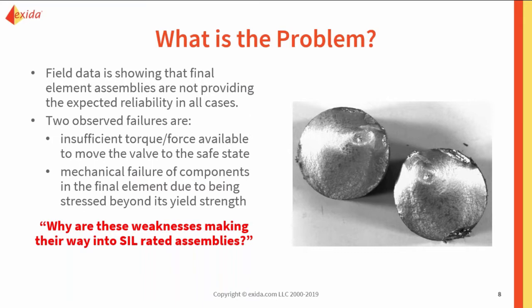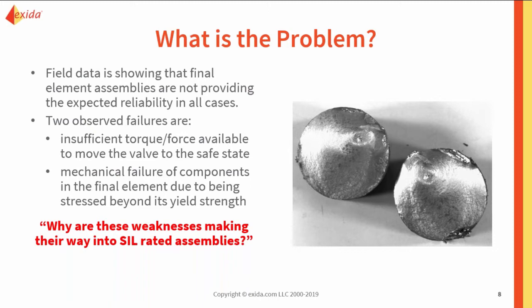Another major failure that was observed is that in mechanical components such as your final elements, there's stresses seen beyond their yield strength. So you go back to think of when we first learned engineering and we talk about stress and strength. At some point, whenever stress overcomes the strength, you're going to have an issue. So these are the two major problems that keep occurring in real world situations.